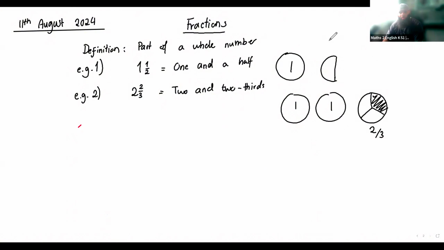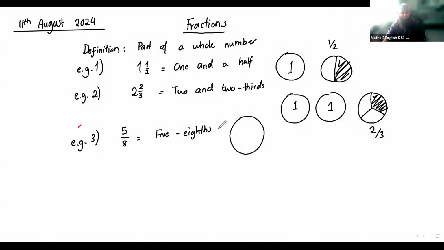This is 1, and this is a half. Now 5/8, okay? That's a fraction. So 5/8, have a pizza again. We can split this pizza into 8 parts. So this is our pizza. It's split into 4, okay? And here we got 1, 2, 3, 4, 5, 6.